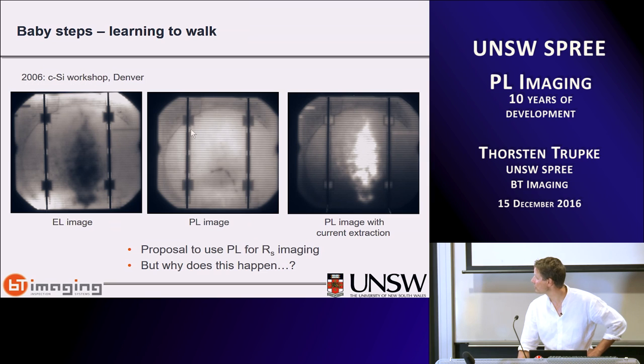In particular, we saw this dark patch here in the middle, which completely disappears in the PL image. And we initially couldn't figure out what was going on there. Then when we took the PL image with current extraction, we saw that this dark feature completely inverts its contrast and appears as a bright feature in the PL image with current extraction. And we realized that this is related to local variations in the contact resistance, the series resistance of the cell.